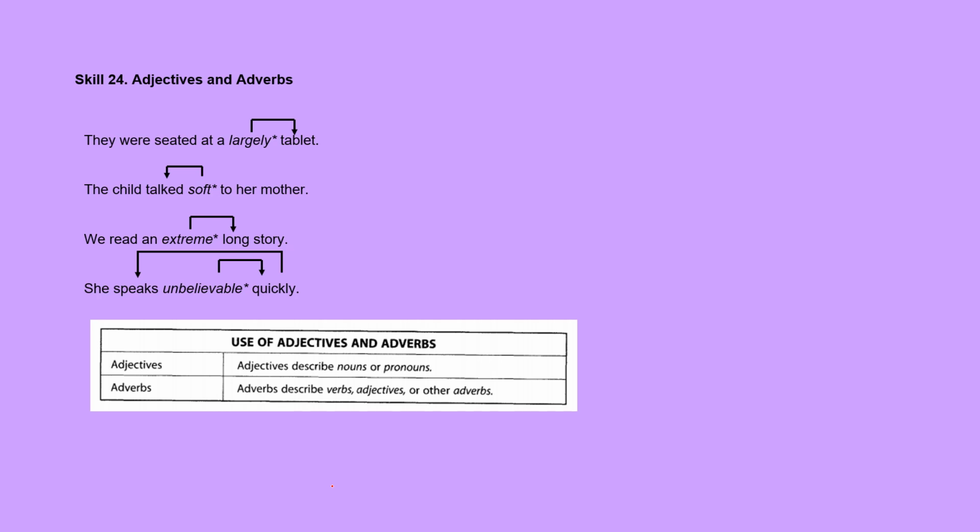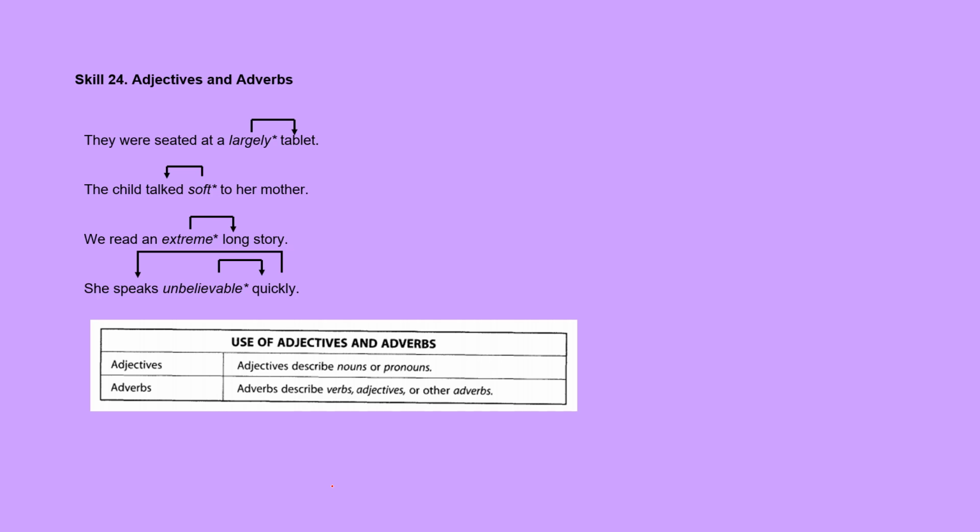Then the next example, we read an extreme long story. In this sentence, we can find long as the adjective. This adjective describes story. Story is a noun. Extreme as an adjective describes another adjective. Is it the correct one? No. Why? Because an adjective cannot describe another adjective. The one that can describe an adjective is an adverb. So extreme must be extremely.